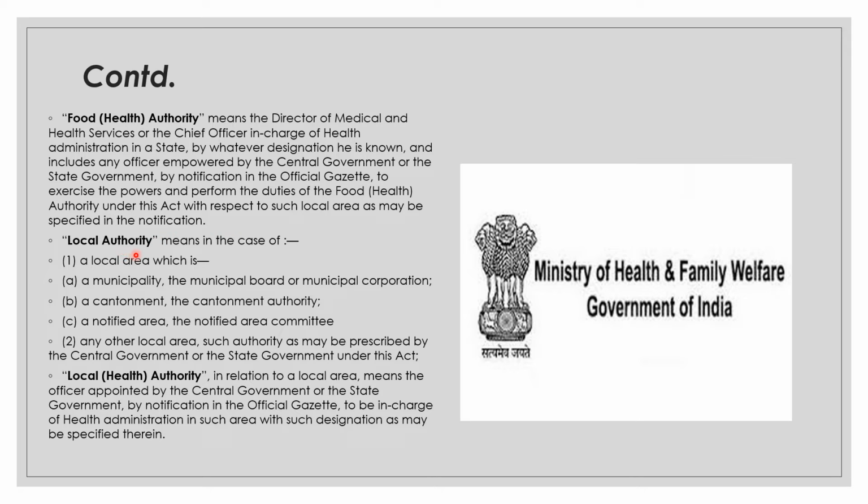Next we shall move on to local authority. Local authority means in the case of a local area, it's a municipality, the municipal board or municipal corporation, whatever name it is called, a cantonment, then the cantonment authority. If it is a notified area, then the notified area committee, or any other local area, such authority as may be prescribed by the central government or the state government under this act.